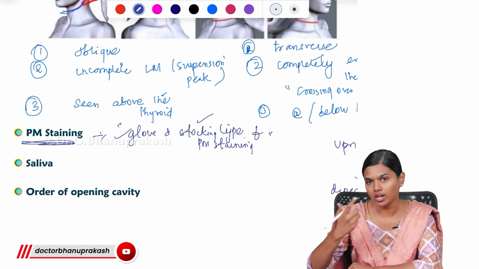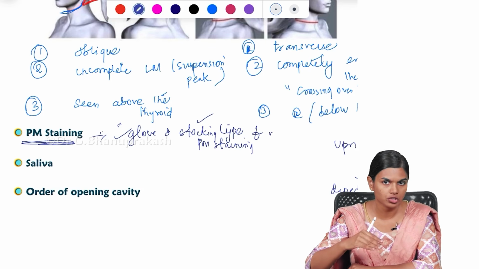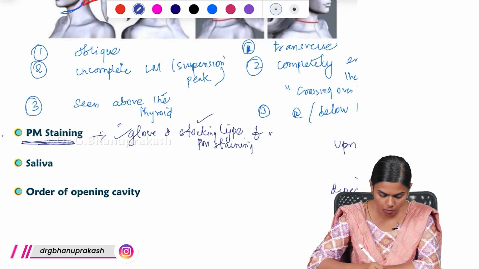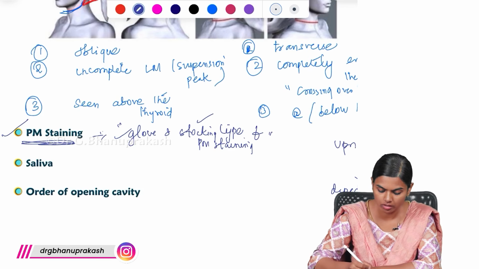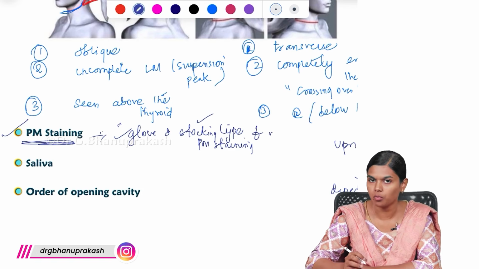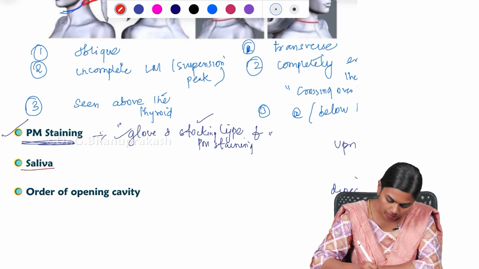And if it is a strangulation, if the body is lying supine, it will be seen over the usual position, that is the posterior aspect of the body. So, this is the postmortem staining. If it is a hanging, if the body is suspended, you will get to see this glove and stocking type of postmortem staining. Then, next what we have is saliva.